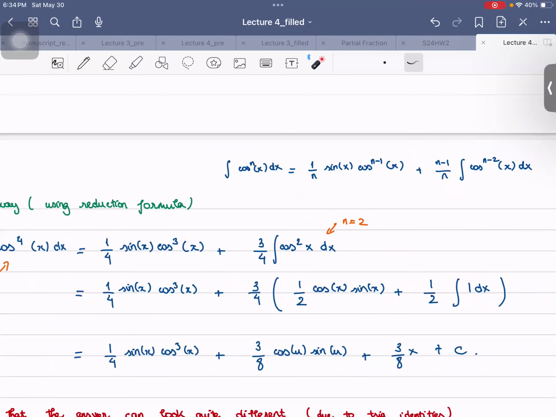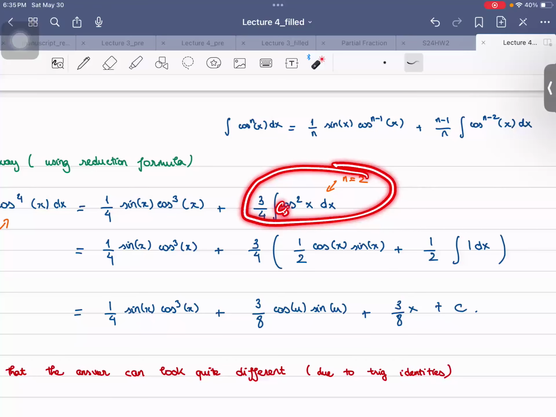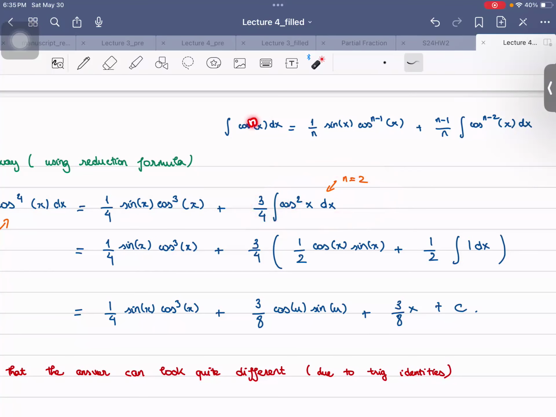And over here, again, you can continue using the reduction formula. You determine that this is an integral in terms of cosine to the power of 2, so the power n over here is 2. You are still able to use the reduction formula. Because n is 2, you have 1 over 2. You still have sine of x. Leave sine of x.